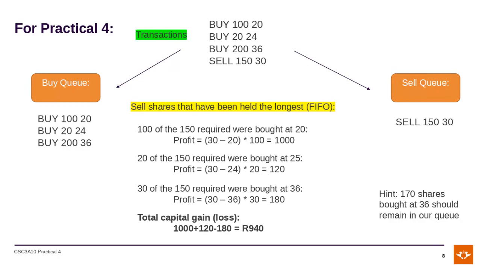If there are shares left from those taken from the front of the queue, are they returned to the front of the queue? Yes, they should return to the front of the queue because they're still the ones that were bought the longest time ago. How you do that is up to you.